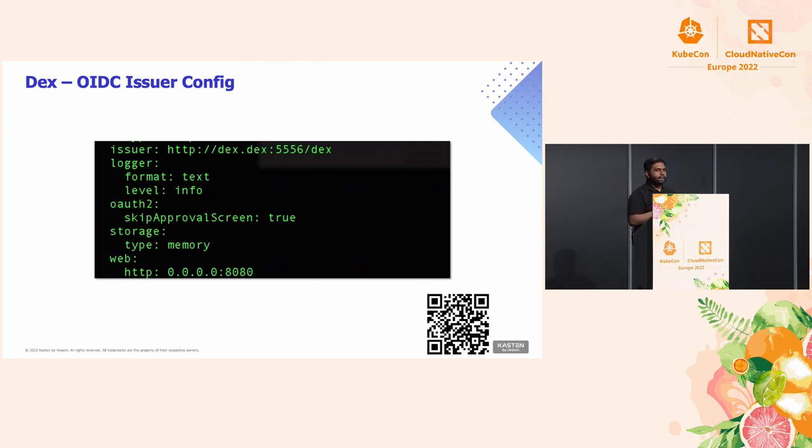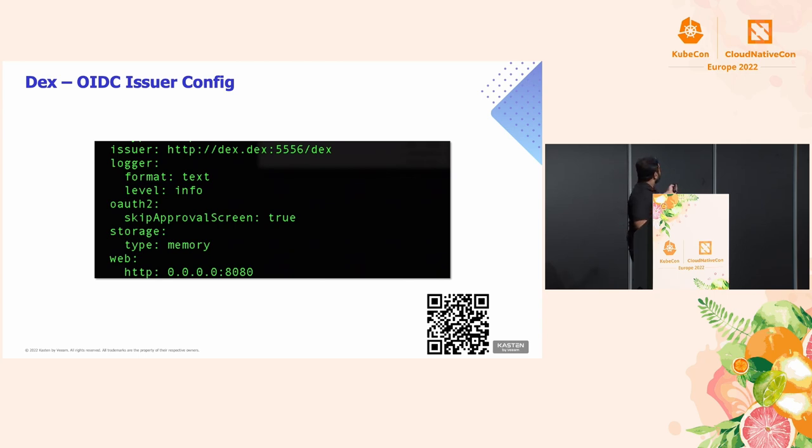Next, let's move on to the Dex config as an issuer. So the issuer URL is the URL where Dex is going to be available as an OIDC provider. In this case, again, I've used the Kubernetes naming convention of service name dot namespace name. There's logging format, it's just info level in this config. So for storage types, Dex supports multiple storage types. For persistent storage, there are database options. You can look at Dex's documentation to learn more about it. But for today's tutorial, I'm just using the in-memory type implementation.